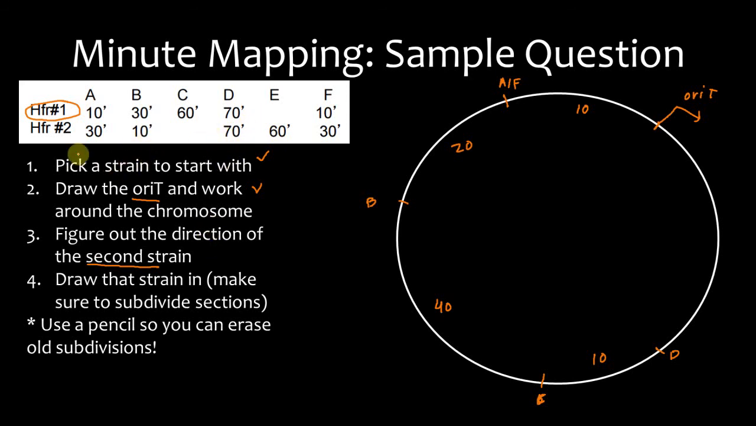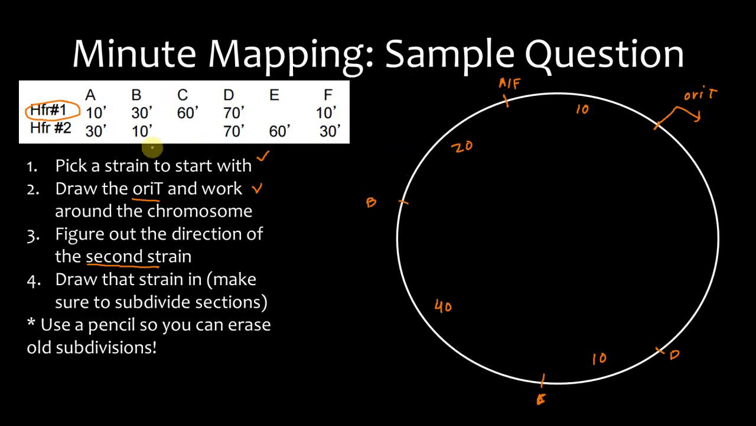It's going to be B to A to E to D. So if I start at B, and I go to A, and then I go to D, and then I go to E, this one's going the same direction. Okay, it's going the same direction.